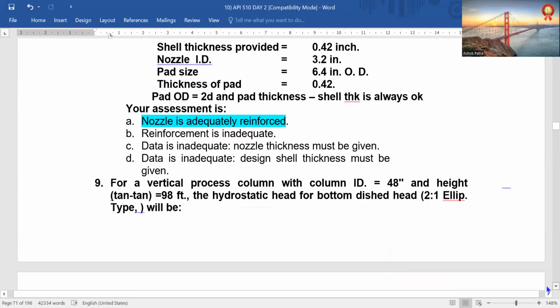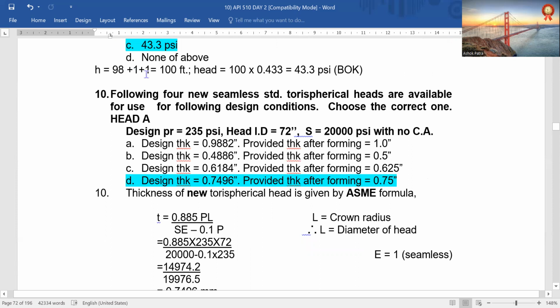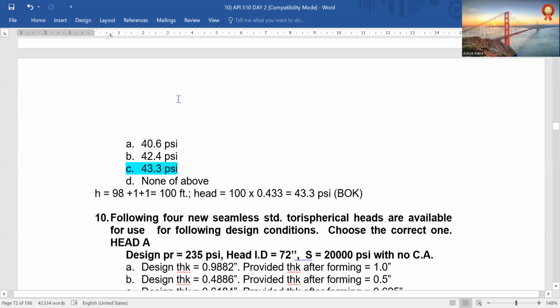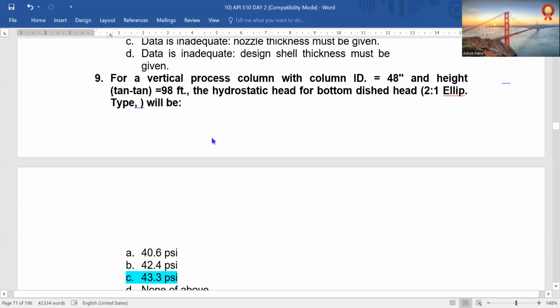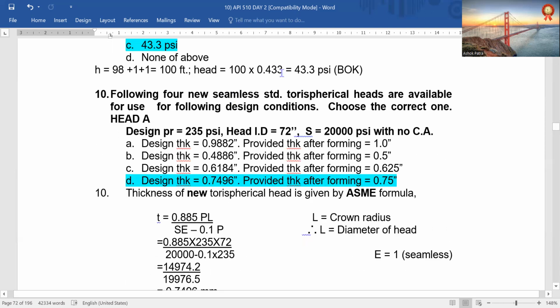For a vertical process column with ID 48 inch and height of 98 foot, the hydrostatic head at the bottom, with 2:1 type head, will be 98 plus 1 plus 1, 100 foot. Into 0.433, 43.3 psi.